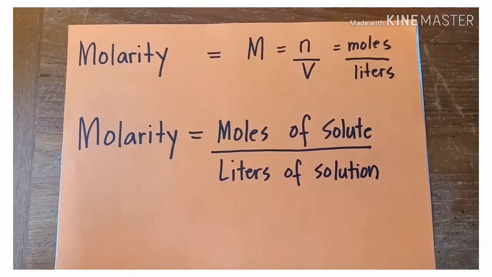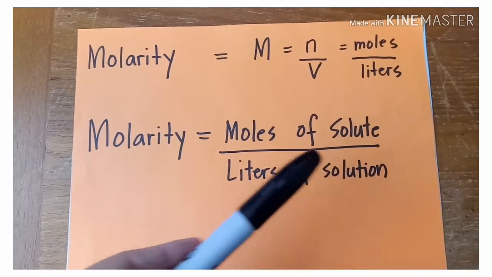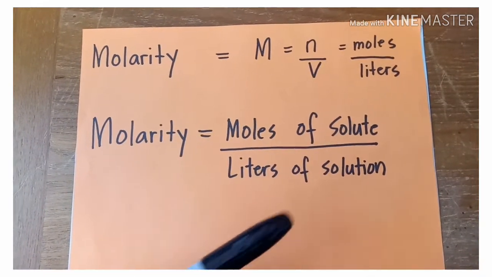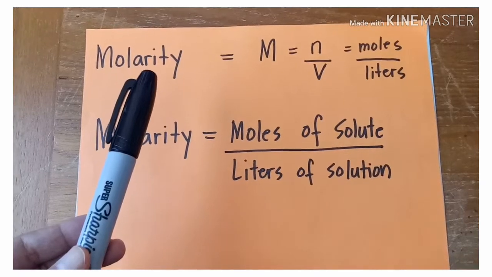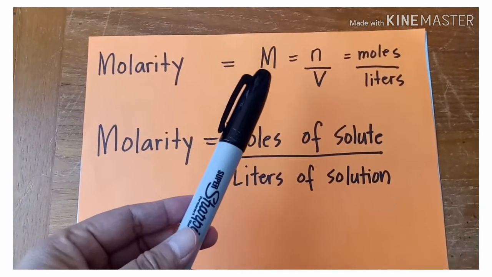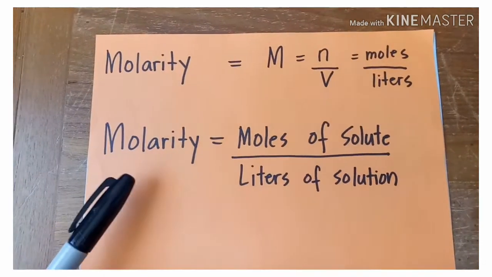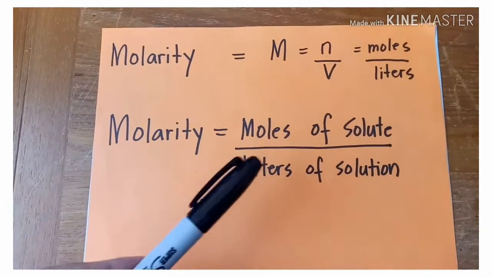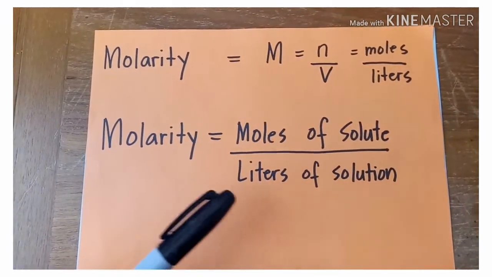Alright, so let us review the formula for molarity. Molarity is moles of solute divided by liters of solution. Or you can also express the formula of molarity as capital M equals N over V, wherein M is for molarity and N is for the number of moles of solute, and then capital V is for the liters of solution.